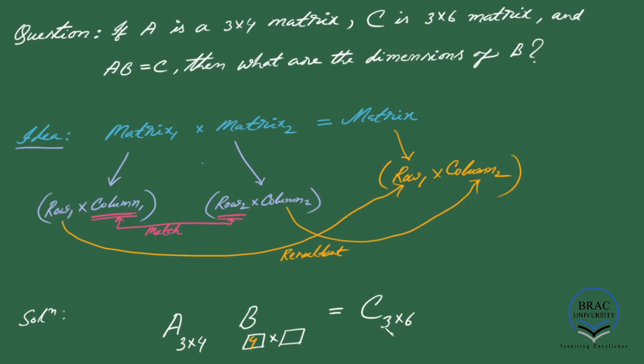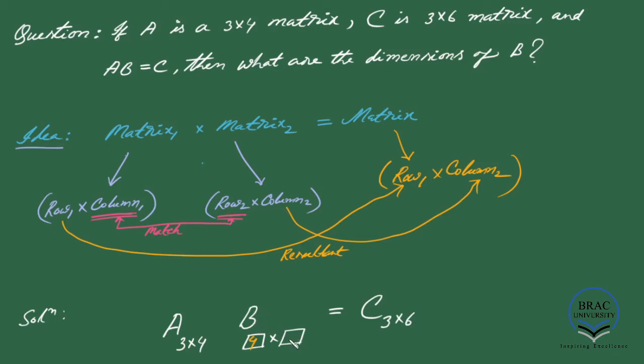The row number for the resultant matrix is 3, and we can see it's coming from the row number of the first matrix, according to this idea. So this is 3, this is also 3, which means it's coming from the first matrix. Now the column number of the resultant matrix should come from the column number of the second matrix. So the column number of the resultant matrix in this case is 6, and this should come from the column number of the second matrix, which is B in our case.